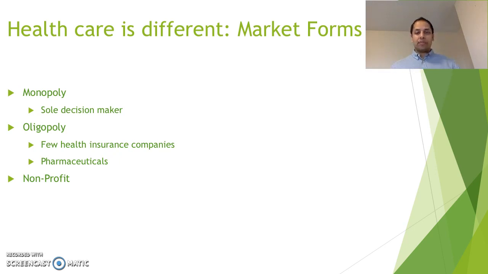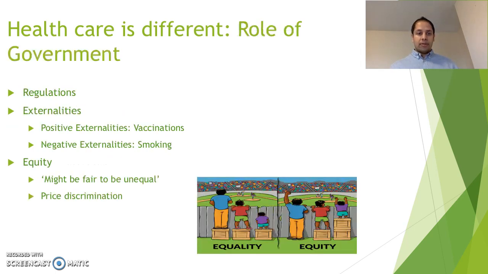And the third difference in the market form is that healthcare is not for profit. So now the third criterion for healthcare is the role of government. In an ideal market, the role of government is minimal because more government intervention would lead to market failure. In healthcare, however, it is very important. For example, in the form of externalities.